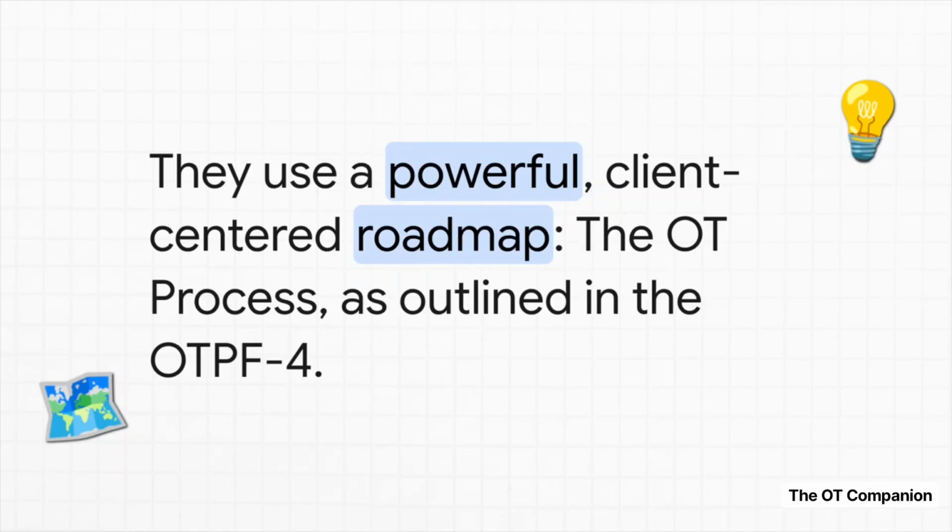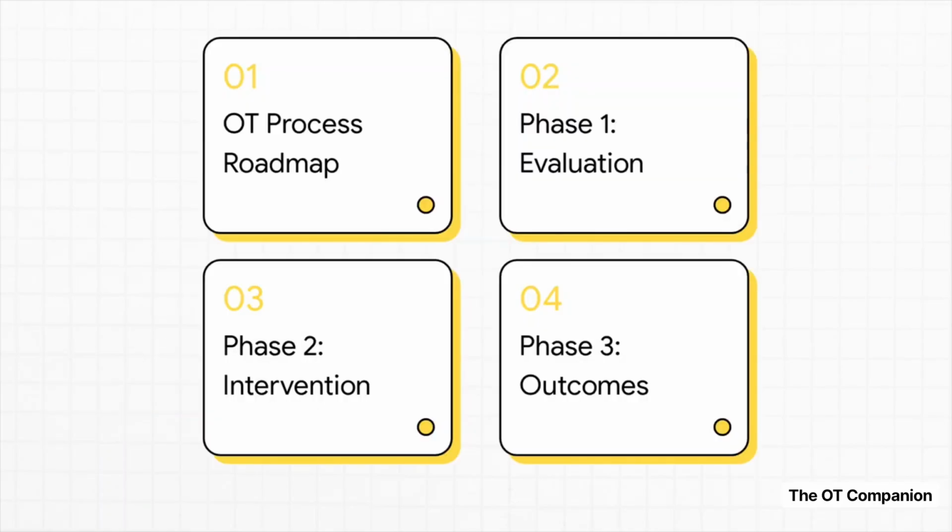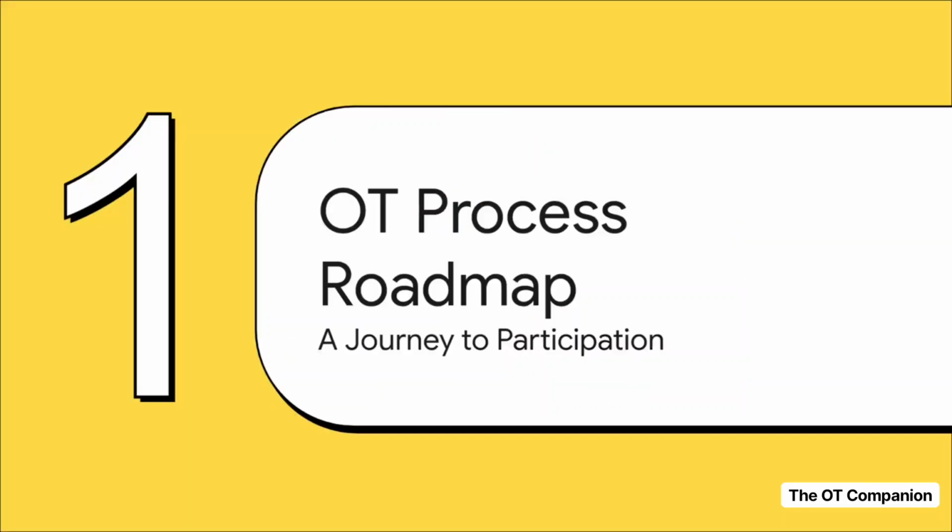And listen, this is not just some rigid set of steps. Think of it more like a dynamic, living roadmap that guides every single thing we do with a client. All right, so here's the game plan. We're going to start with a bird's-eye view of this whole roadmap. Then we'll dive deep into the three main phases: evaluation, intervention, and finally, outcomes. And stick around for that last part, because we'll see how this whole thing is really a continuous loop.